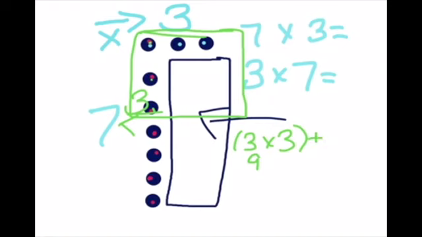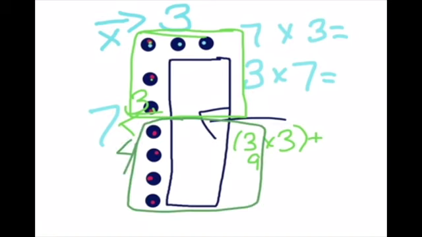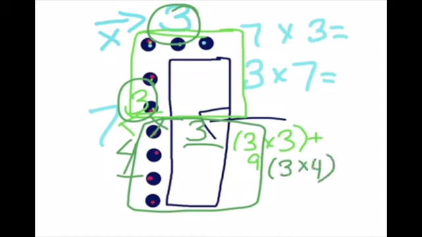And what do I have left over? Ooh, I also know this one, right? I know 4 times 3. So there is a 4 by 3 array, and here is a 3 by 3 array. So 3 times 3 plus 3 times 4 is going to be the same thing as 7 times 3. We just broke apart our covered array into smaller problems.